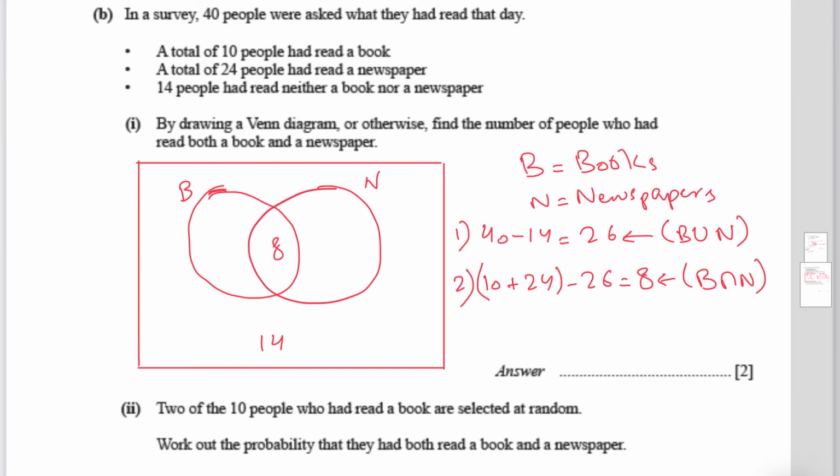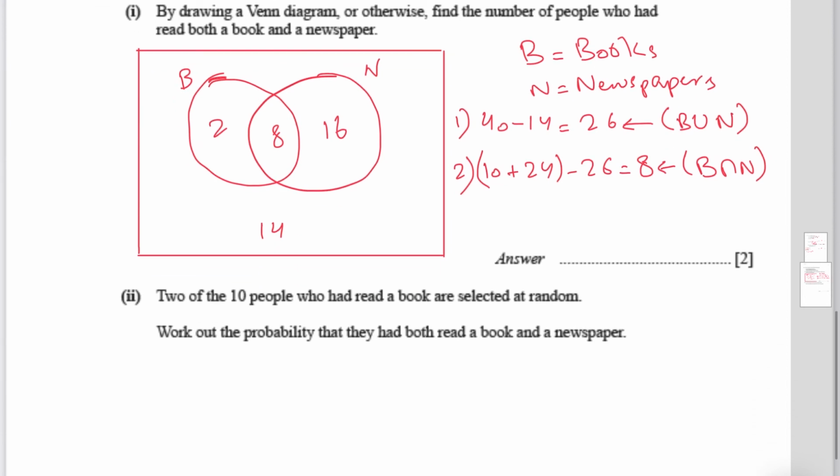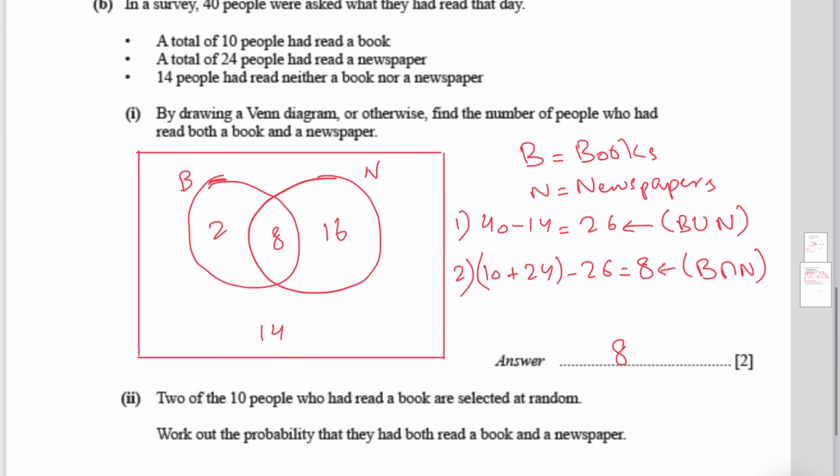Now let's complete the Venn diagram. If 8 people read both books and newspapers, that means 10 minus 8, 2 people read just books, and 24 minus 8, 16 people read just newspapers. This completes our Venn diagram, a total of 40 elements. So the answer over here you write is 8, because they asked for the people who read both newspaper and books.